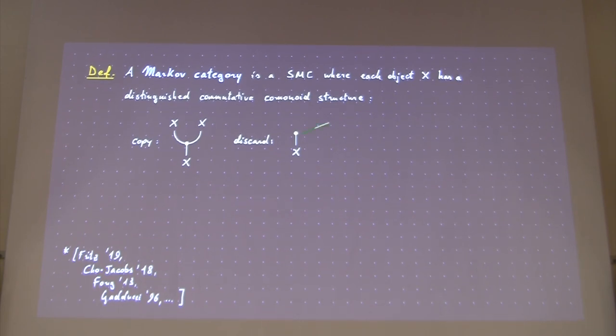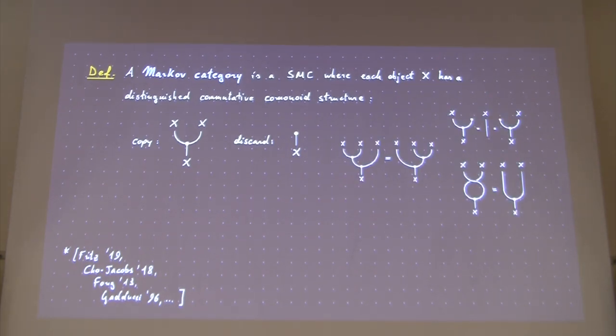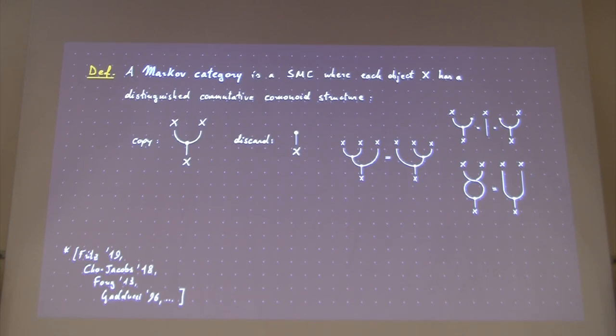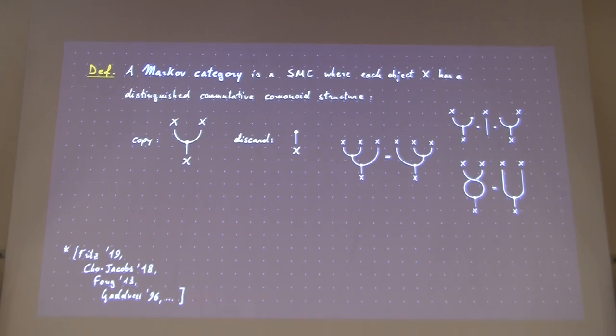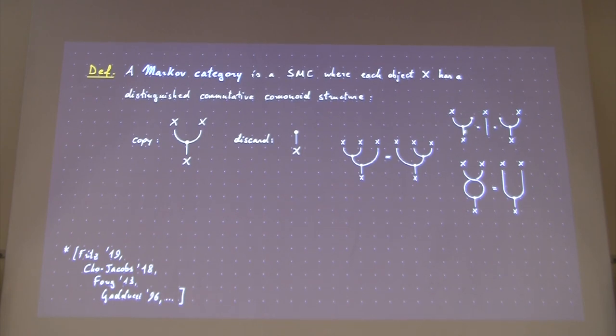It's a symmetric monoidal category where each object has a specified permitted comonoid structure with the usual comonoid axioms, so the dual goals to monoids. And we can interpret this as copying and discarding. So in this case, for example, the coassociativity tells you that copying one of the copies is the same as copying the other copy. The counitality tells you that copying and deleting one of the copies is the same as doing nothing.